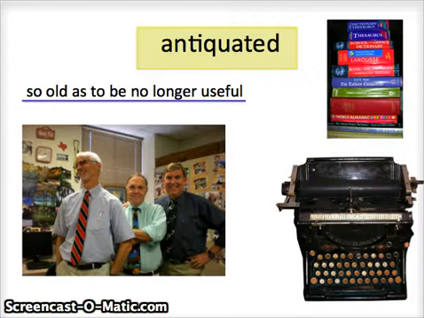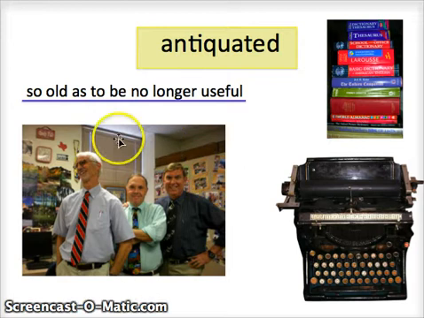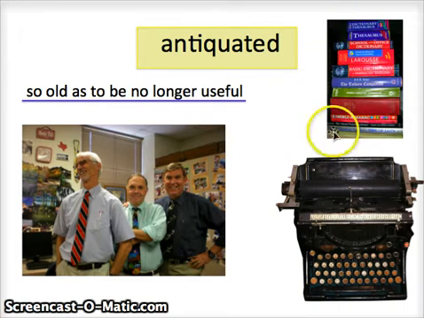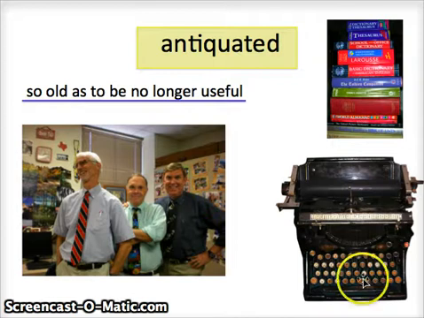Then we have antiquated, so old as to no longer be useful. I want to let you know I'm definitely using these gentlemen's pictures with their permission. They know I took a picture of them. But these examples all exist. Here we have something so old as to no longer be useful. Paper dictionaries are very rarely used anymore because you can ask Siri, you can look it up on your phone, so many other ways to look up words. We don't really use typewriters anymore. They're so big and heavy and cumbersome, and why would I type anything on that when I can just type it on my laptop or on my iPad? That seems silly, right? And then of course we have some of our favorite teachers.